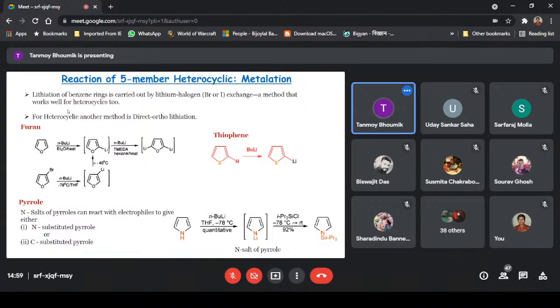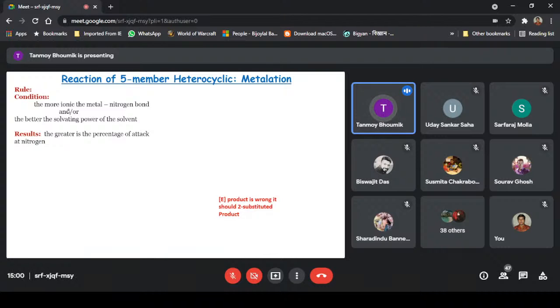So now this is the rule for the condition. The more ionic the metal, meaning nitrogen bonded, or the better the solvating power of the solvent, the greater is the percentage of the attack at the nitrogen atom.